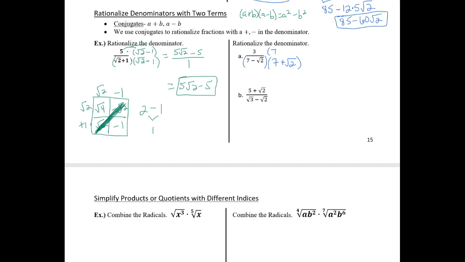I multiply by the same thing in the numerator. So that sign doesn't change. We take the opposite sign of what we started with, but when we multiply numerator and denominator, it's the exact same thing.